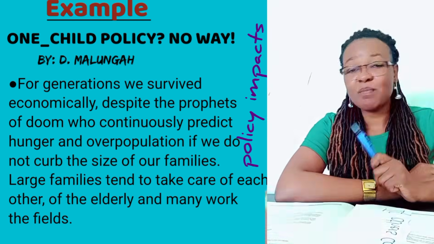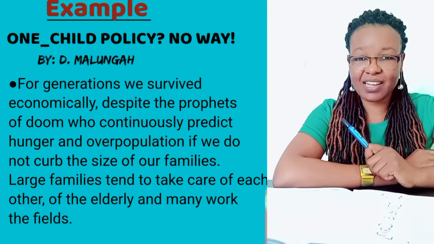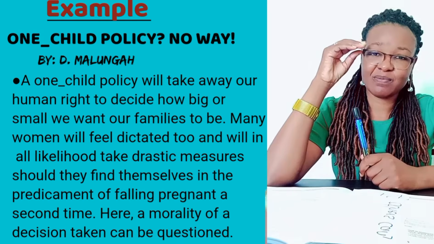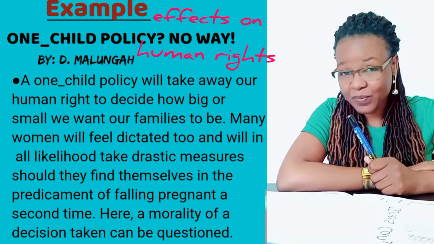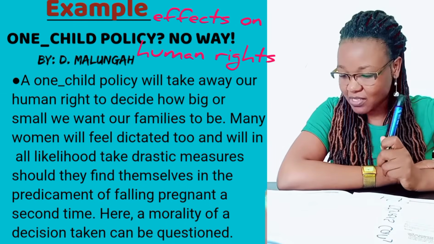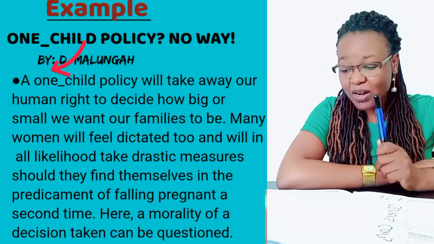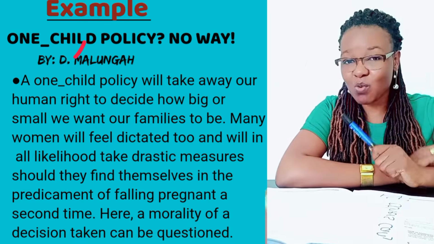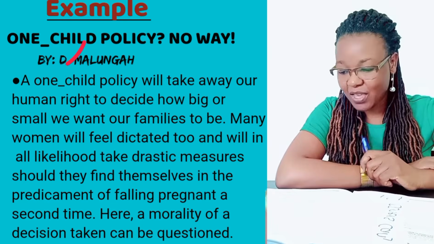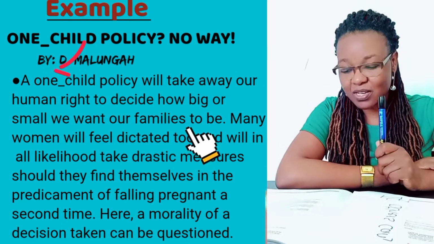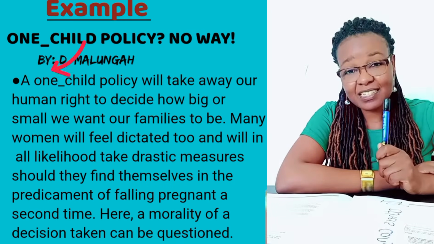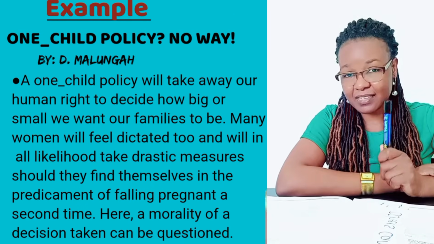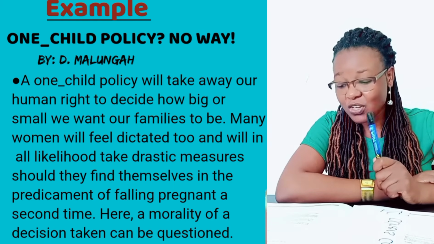Prompt 3 is on the policy's effects on human rights. By the way, do you understand what human rights are? What are your human rights as an individual? Okay, let's see what this writer is saying concerning the effects of this policy on human rights. He's saying, a one-child policy will take away our human right to decide how big or small we want our families to be. Many women will feel dictated to and will in all likelihood take drastic measures should they find themselves in the predicament of falling pregnant a second time. Here, the morality of a decision taken can be questioned.